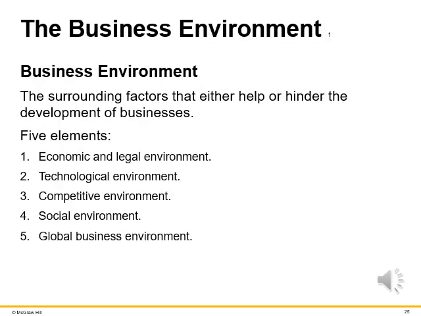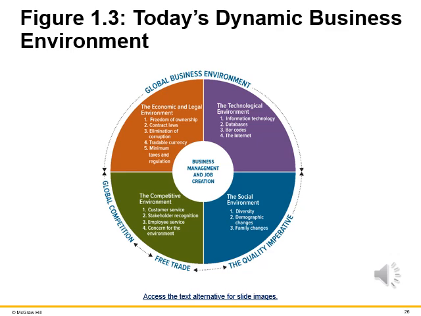The business environment consists of surrounding factors that either help or hinder the development of businesses. On the slide, it lists the 5 elements: economic and legal environment, technological environment, competitive environment, social environment, and global business environment. This slide is pretty interesting because it describes the 4 major elements that impact the dynamic business environment. And remember, dynamic business environment means that the environment is constantly changing.